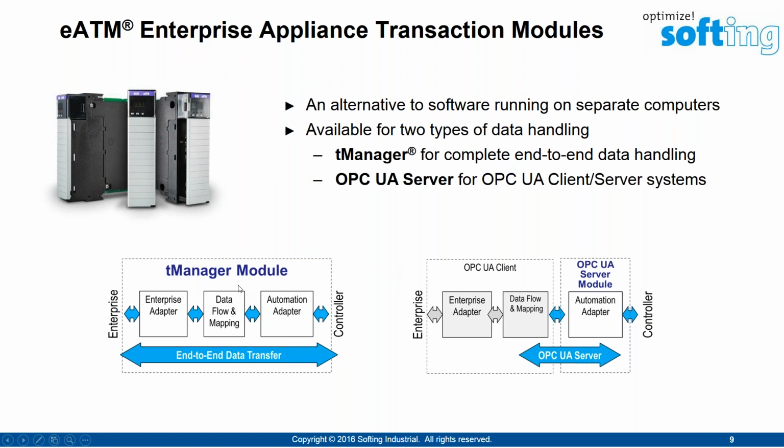So tManager does end-to-end data handling and is intended as a means of moving data to and from databases. It's bidirectional. And the OPC UA server module is intended to turn a ControlLogix into an OPC UA server. It's also bidirectional, but one is a server for OPC UA clients, and one is a transaction manager between PLCs and databases.